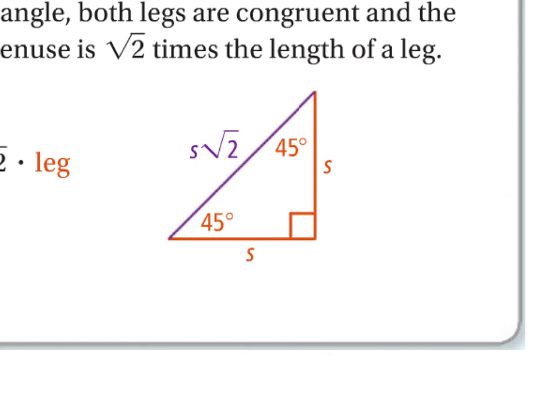And I want you to change these in your book or on your notes. I want you to change all these S's to X. I think that helps you guys see it a little bit better. So you have your leg lengths, if it's a 45-45-90 triangle, your leg lengths are the same, and the hypotenuse is just the leg lengths times the square root of 2.